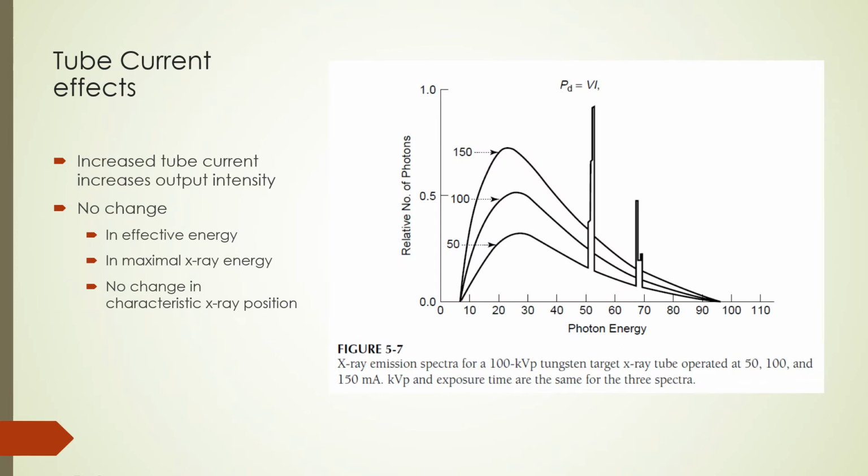The influence of tube current is shown on this slide. The tube potential is 100 kV and the exposure time is the same for all three spectra. Note the position of the maximal energy. It is near 100 kV. The effect of tube current is to increase the quantity or intensity of X-rays. The tube potential is unchanged, so the effective energy as well as the maximal X-ray energy are unchanged with changing tube current. Note the position of the characteristic X-rays. Again, their position is unchanged, but their intensity is increased with increased tube current.